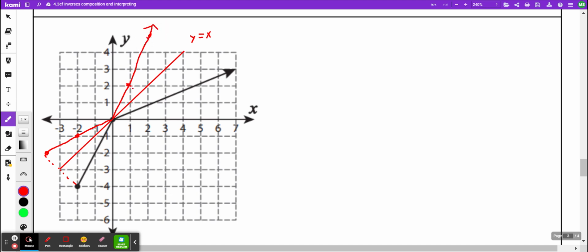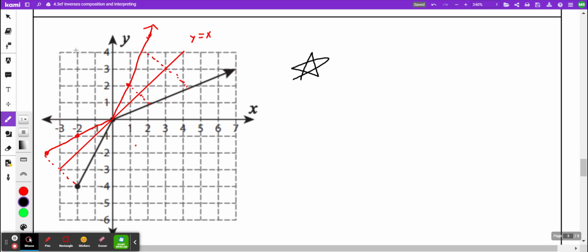Because what I'm trying to do is create points that are equidistant. So is this a function? Well, is this a function?